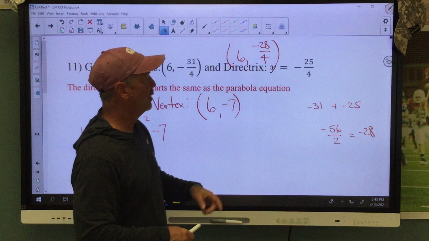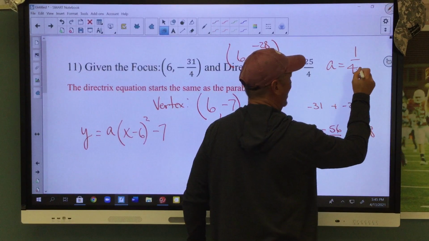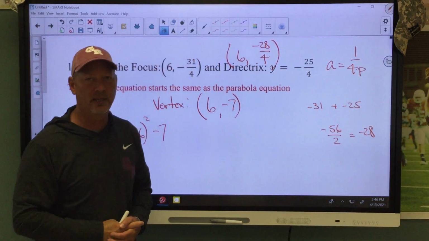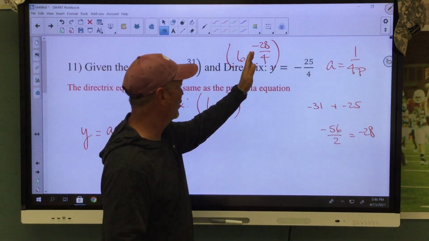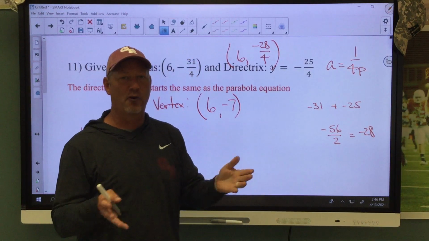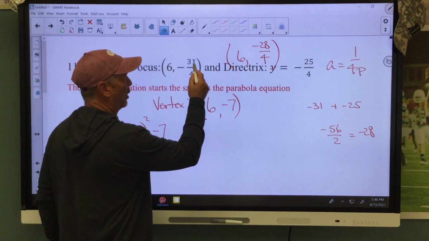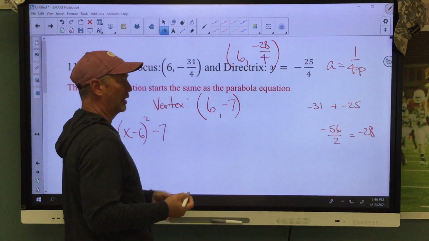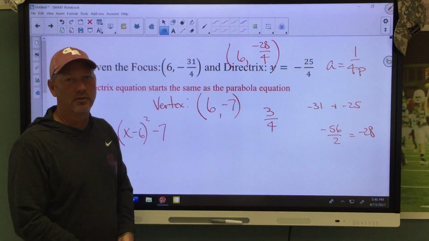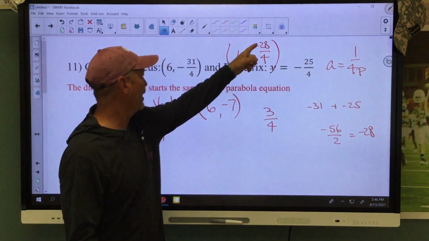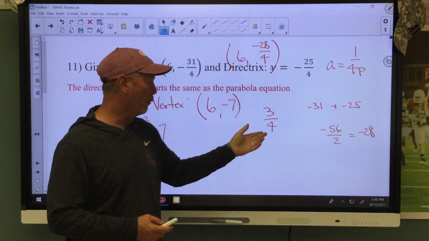To find the a value, we're going to have to find p. So remember, a equals 1 over 4 times p. What is p? P is the distance from the vertex to the focus, or from the vertex to the directrix. I need to find out how far that is. And remember, distance is always positive. So how far is it from 31 to 28? You're going to say, Coach, that's 3. And that's my p-value. Just find out how far it is from the vertex to the focus, or from the vertex to the directrix. It's going to be 3 over 4.